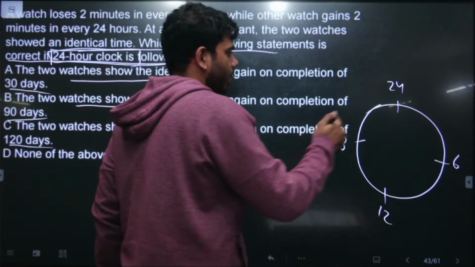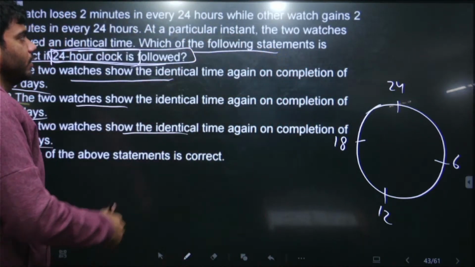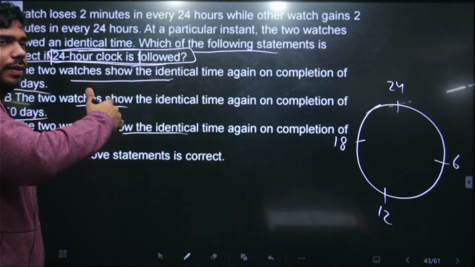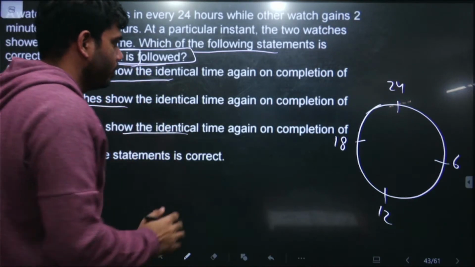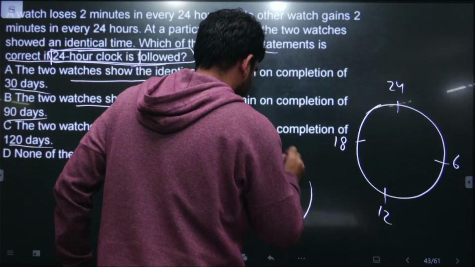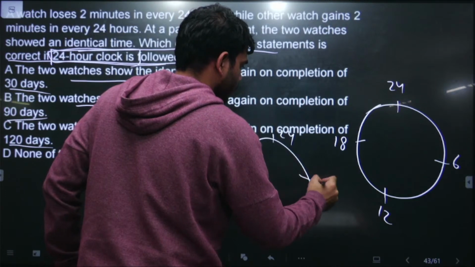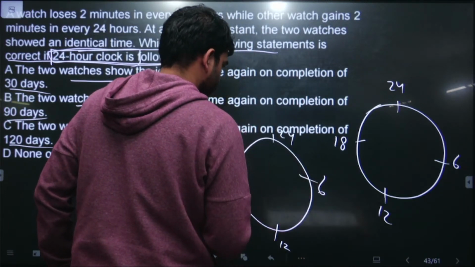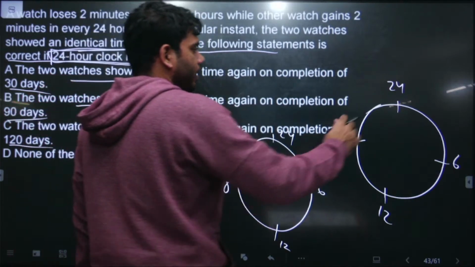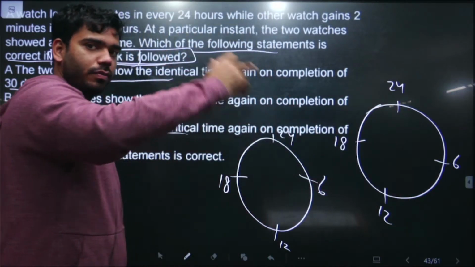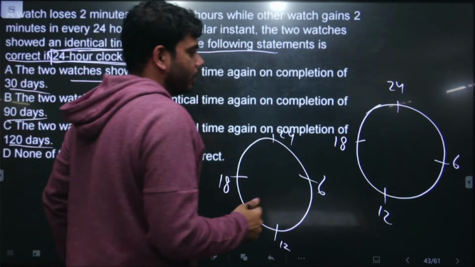Now we are told that in every complete 24 hours, there is one clock that is losing 2 minutes and another clock that is gaining 2 minutes. So let us understand this. Let's make another clock here. This is 24, 6, 12, 18. So in completion of one complete day, in this complete 24 hours, one of the clocks is gaining 2 minutes.